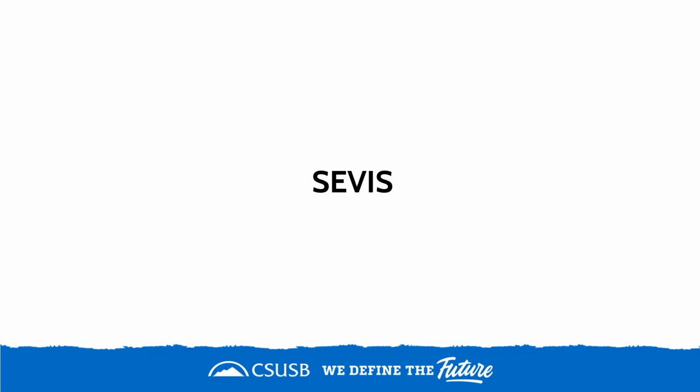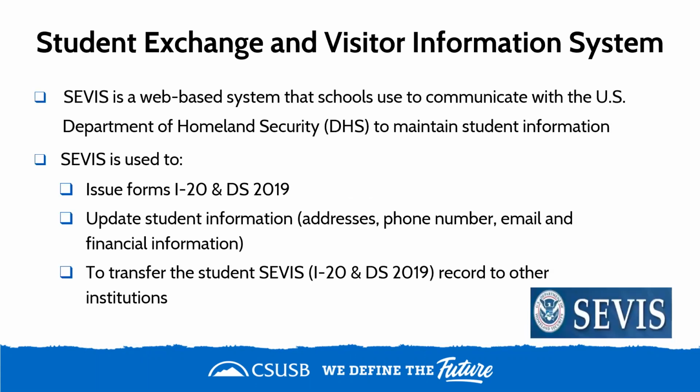SEVIS. SEVIS stands for Student Exchange Visitor Information System. It is the database that the Department of Homeland Security uses to issue and maintain both the F and J students' records. SEVIS is also used to transfer students' SEVIS records from one university to another. It's important to know that only one university can hold your SEVIS record at a time.